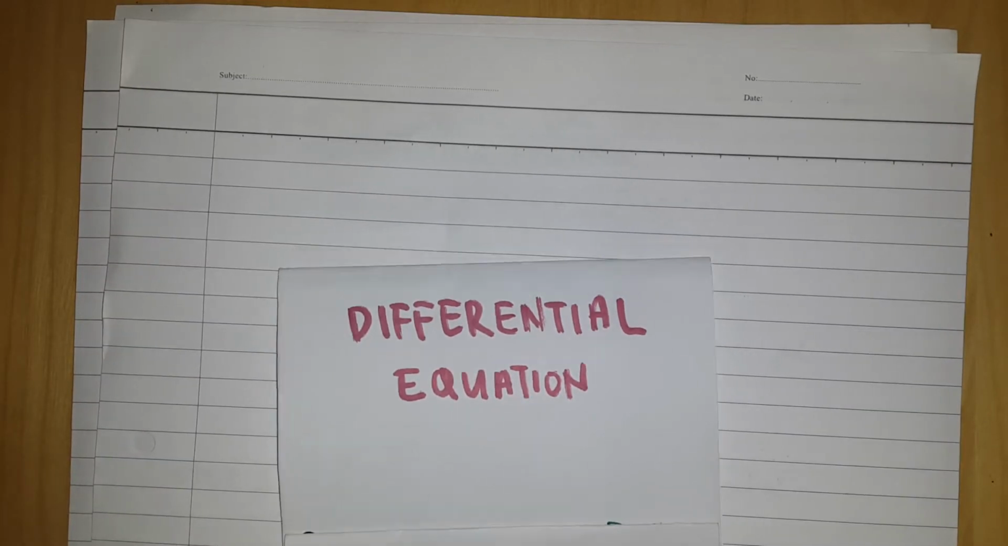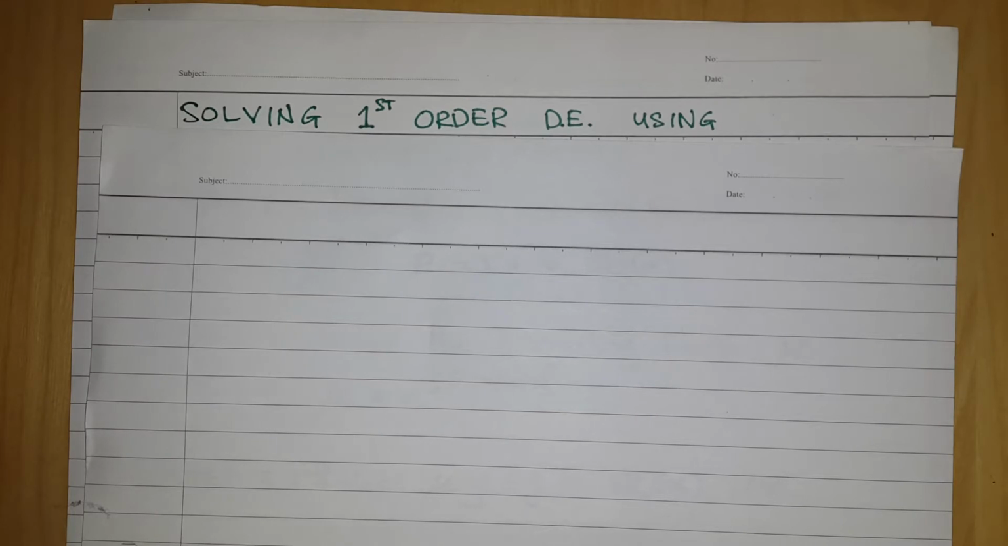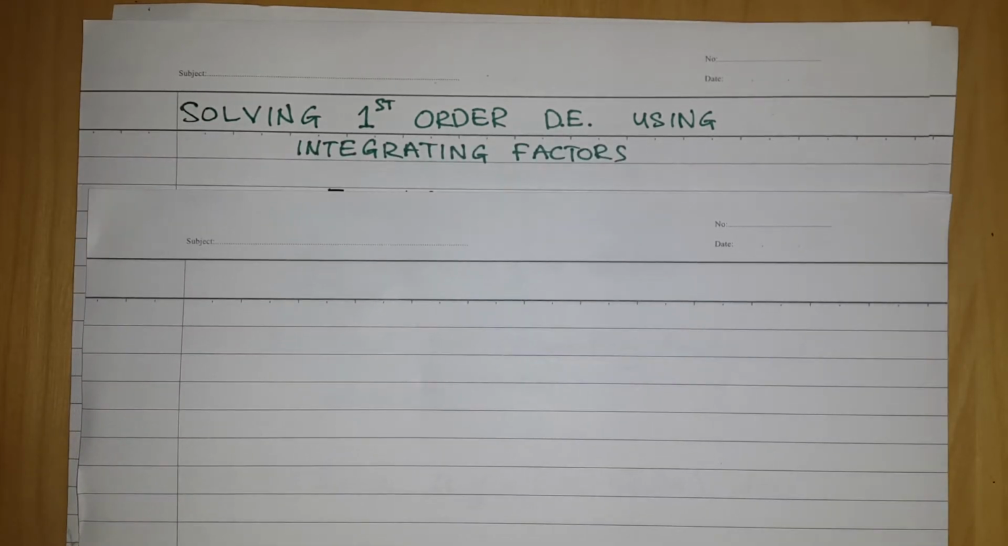Alright, so when you are not able to separate the two variables of the differential equation, you're going to solve the differential equation using integrating factors. Right, before we do our first example, we are going to review the step-by-step process of solving using integrating factors.